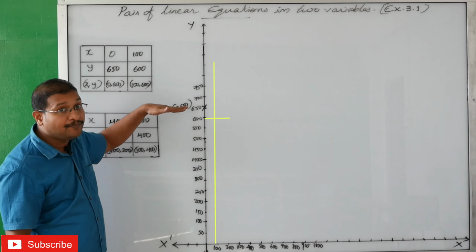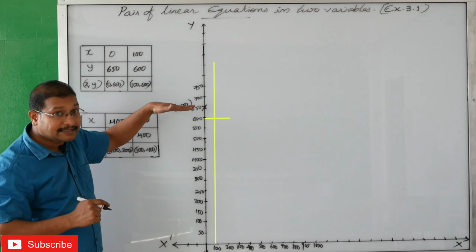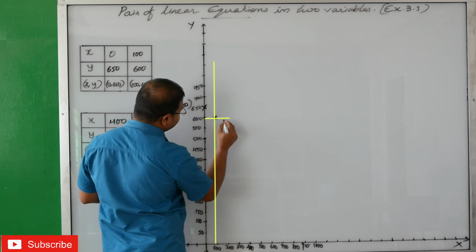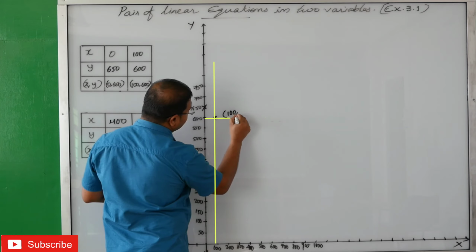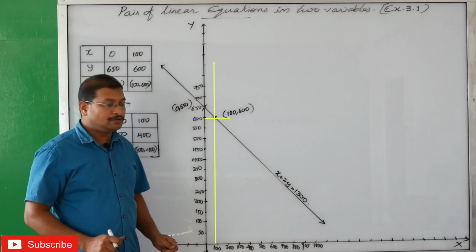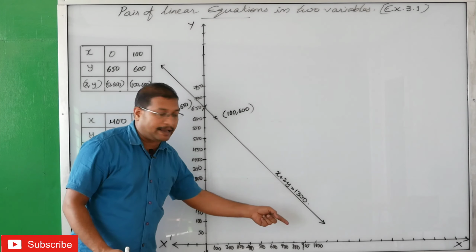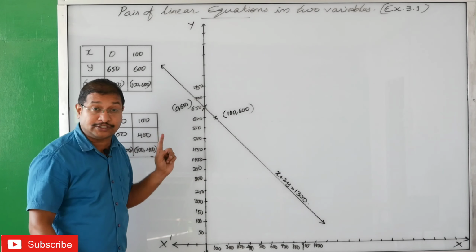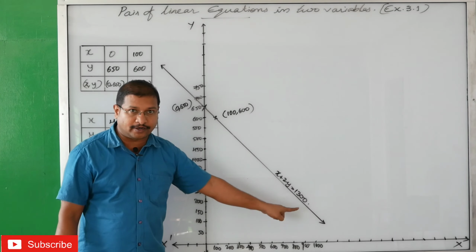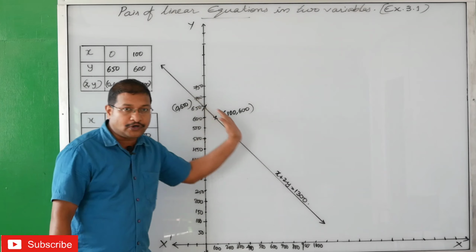That belongs to y equals 600. So we got this point. This joining will keep 100, 600. Now after that, what will you do? These two will join, so we got the straight line. See, that belongs to the first equation, that is x plus 2y equals 1300. Okay, so this is the first line.